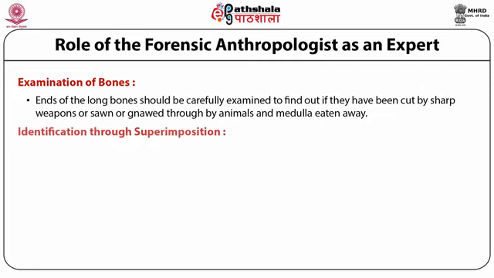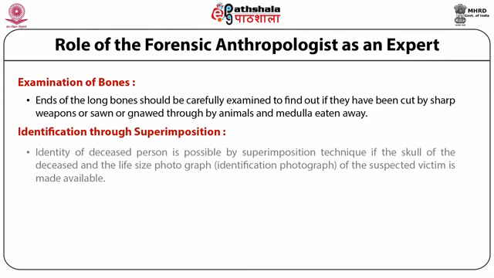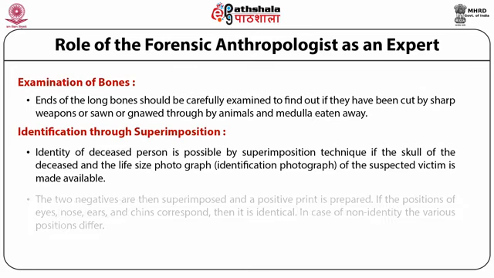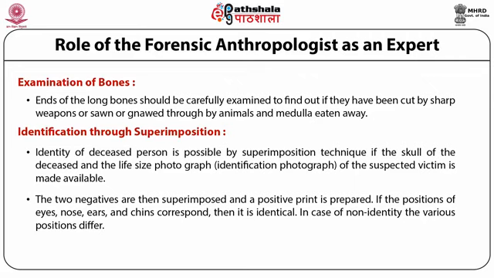The last sector is identification through superimposition. Identity of a deceased person is possible by superimposition technique if the skull of the deceased and a life-size photograph of the suspected victim are available. Negative of the identification photograph is prepared by marking certain anatomical landmarks. Negative of the skull is also prepared by marking the similar landmarks. The two negatives are then superimposed and a positive print is prepared. If the position of eyes, nose, ears and chin correspond, then it is identical. In case of non-identity, the various positions differ.